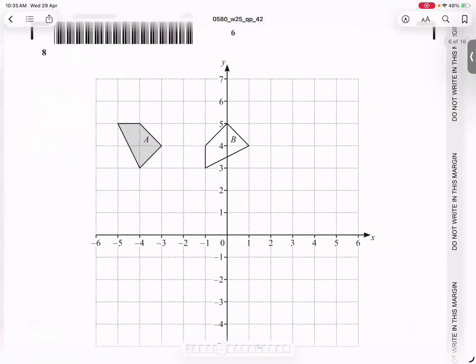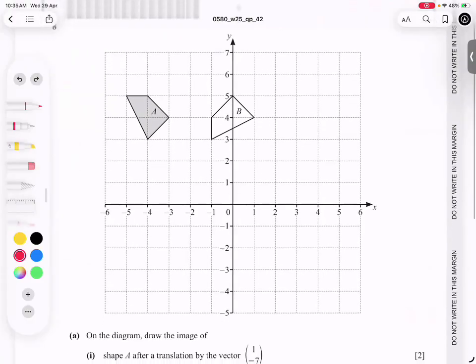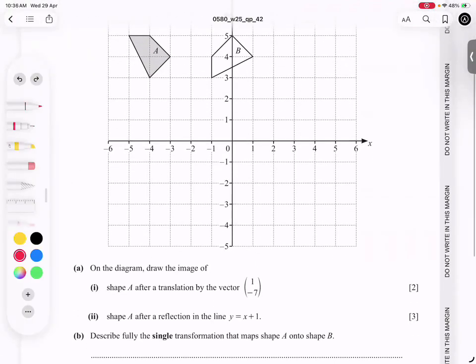Question number 8, students, we have the first part, question 8: translate shape A by (1, -7). This is basically the x-axis, this is the y-axis. X positive means we are going 1 unit rightwards. Y negative means we have to move 7 units downwards. So we can start from point to point or directly hold point to point. 1 right side and 7 down. 1, 1, 2, 3, 4, 5, 6, and 7.